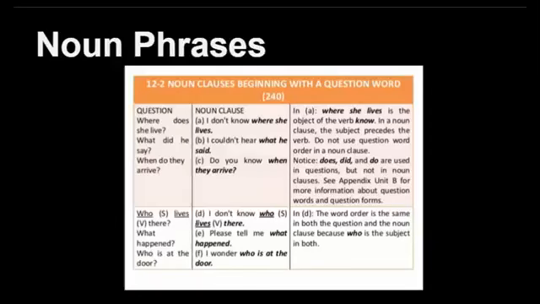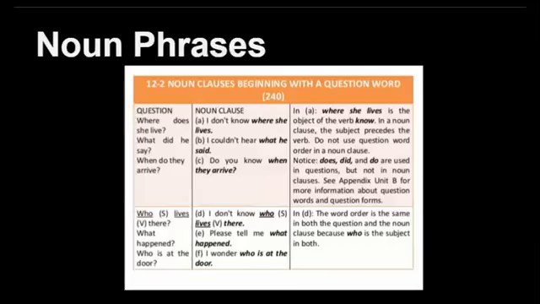In a noun clause, the subject precedes the verb. Do not use the question word order in a noun clause. Do not say, I don't know where does she live. Another example, I couldn't hear what he said. What did he say? I couldn't hear what he said.